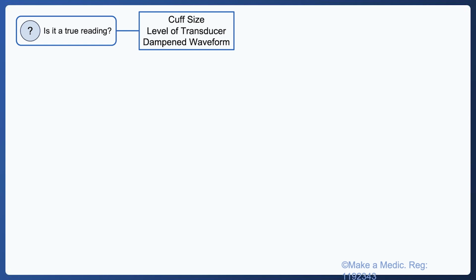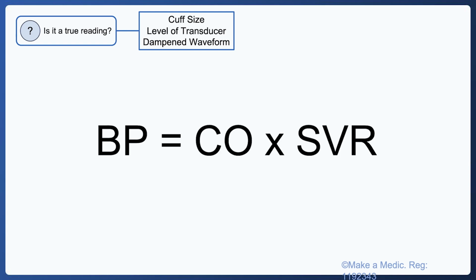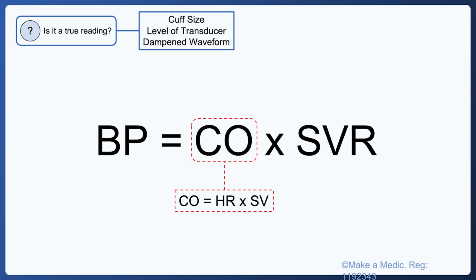There are a few basic physiological equations that you should commit to memory to better understand hemodynamics. Firstly, blood pressure equals cardiac output times systemic vascular resistance, and then cardiac output itself is a product of heart rate and stroke volume. These two equations together can be used to help identify the types of shock affecting the patient in front of you and determine the most appropriate treatment options.